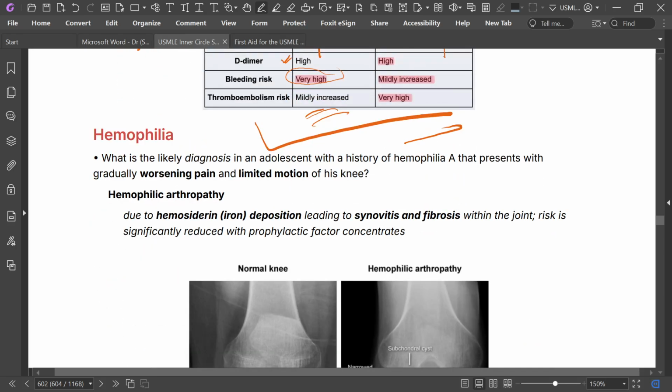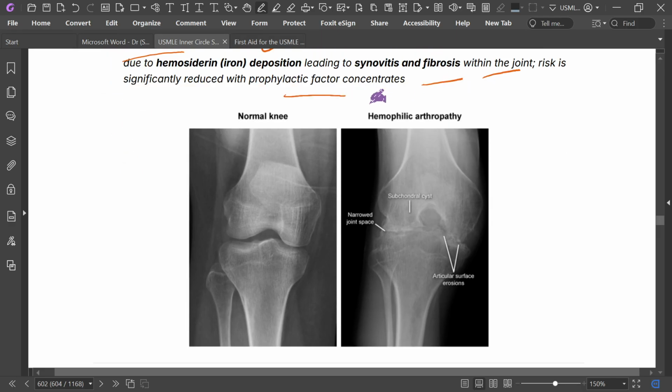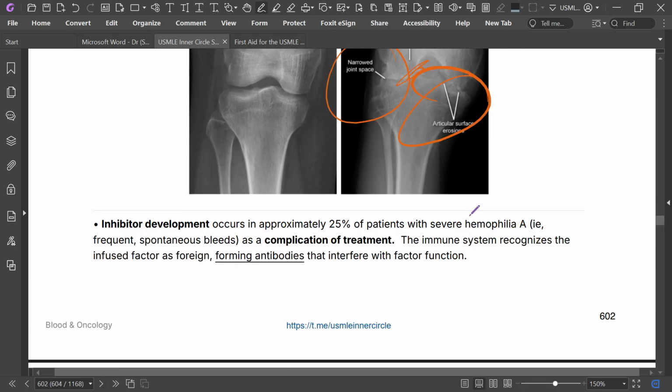Now, hemophilia. What is the likely diagnosis in an adolescent with a history of hemophilia A who presents with worsening pain and limited motion of the knee? It is hemophilic arthropathy, due to hemosiderin iron deposition leading to synovitis and fibrosis within the joint. Risk is significantly reduced with prophylactic factor concentrate. Findings include narrow joint space, subchondral changes, and articular surface erosion.